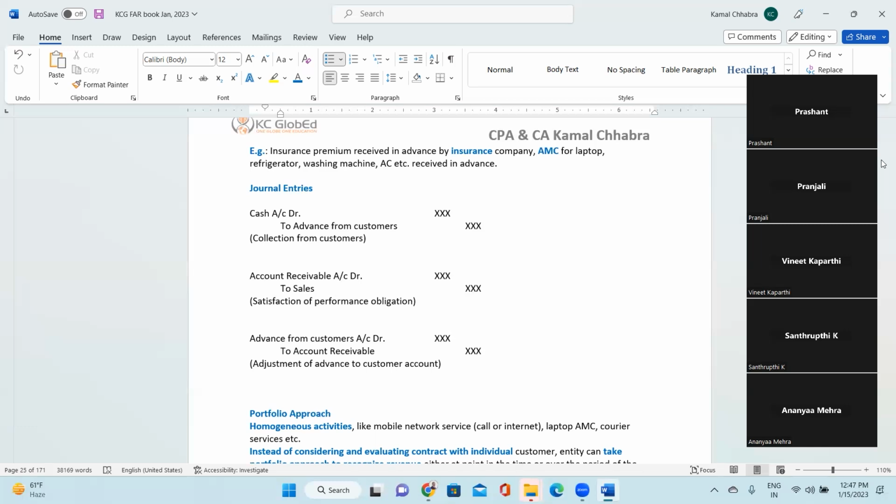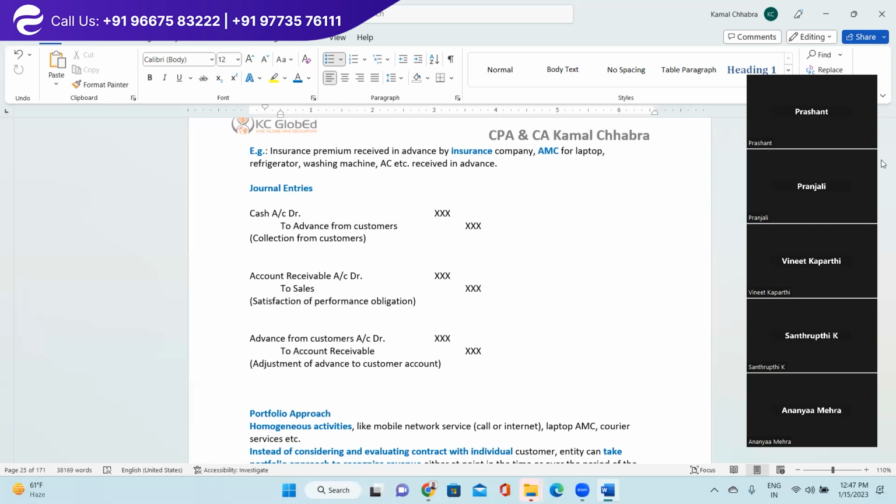So how will you do the accounting? If you look at this journal entry example, when I paid you $12,000, at that point of time you will be recognizing cash account debit to advance from customer. The simple fundamental: debit what comes in, credit what goes out. Hope you remember, right? So what is coming in? Cash, of how much? $12,000. And it is a liability that is expected to go out in future, advance from customer, that is credit.